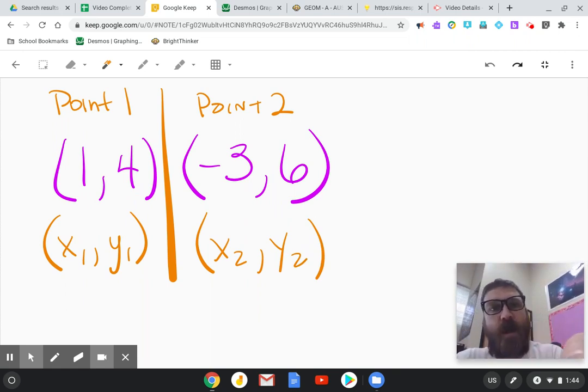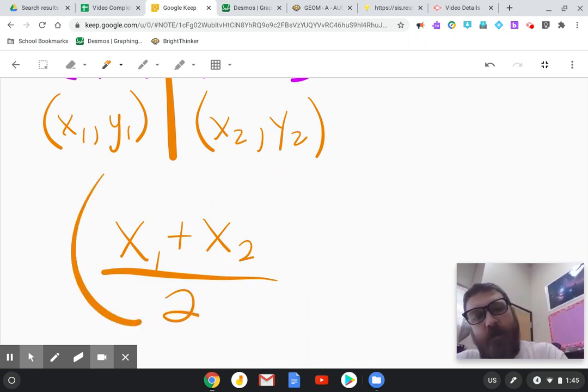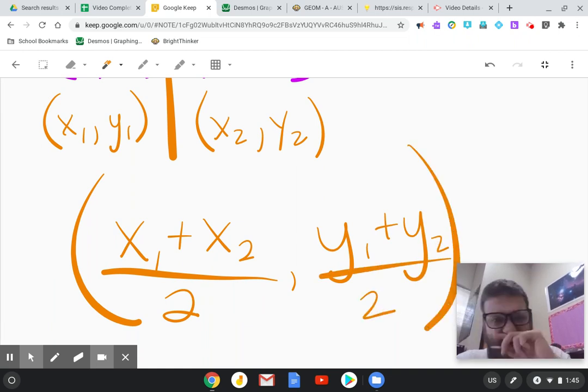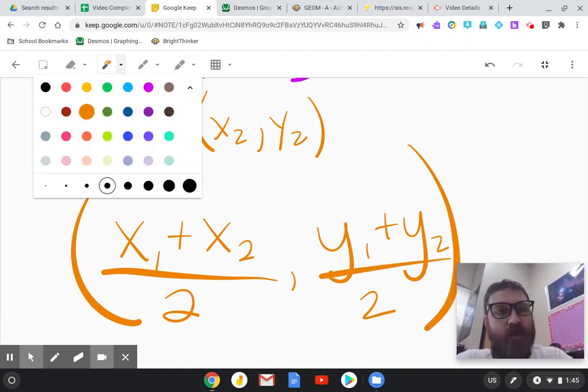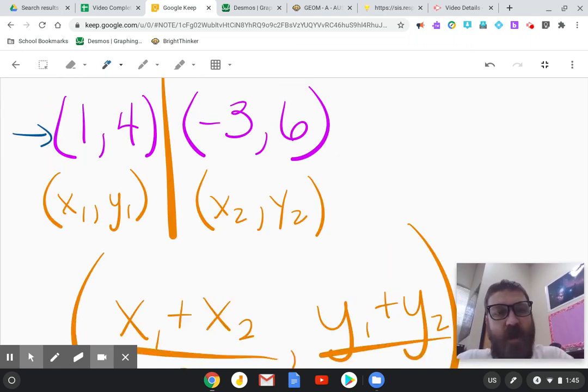Let's write down our equation for midpoint. This is in the notes, but I know it off the top of my head. It's x1 plus x2 divided by 2, comma, y1 plus y2 divided by 2. What we're going to do is take the numbers from this and put them in the correct places in this formula.